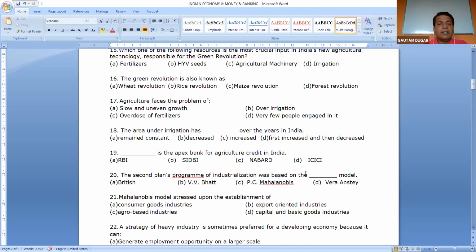Okay. 19. That is Apex Bank for Agricultural Credit in India. Again, that's wrong. It's not SIDBI, it's NABARD. For agricultural credit, it's NABARD. What is the full form of NABARD? National Bank for Agricultural and Rural Development. NABARD is Apex Bank for Agricultural Credit in India.